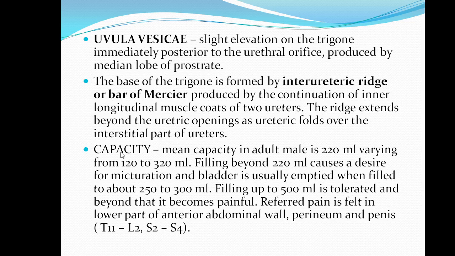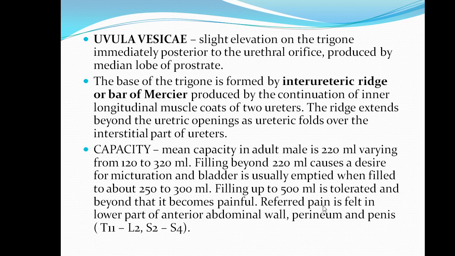The capacity of the urinary bladder. The mean capacity of the urinary bladder in males is 220 ml, varying from 120 to 320 ml. Filling of the bladder beyond 220 ml causes a desire for micturition, and the bladder is usually emptied when it is filled to about 250 to 300 ml. The filling of the bladder up to 500 ml is tolerated, and beyond that it becomes painful.